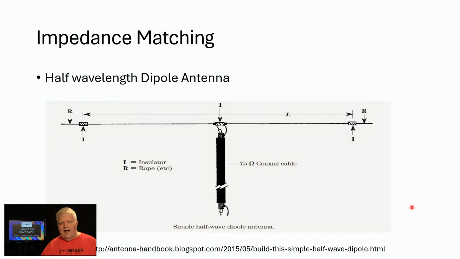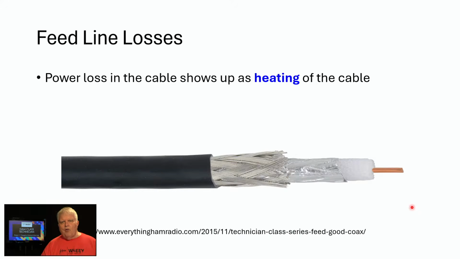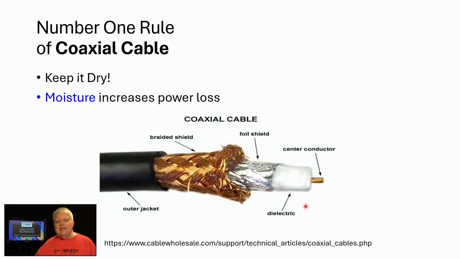When feed line is involved, you're always going to have losses, signal losses at the end of a 100-foot run, for example, and that loss shows up as a minor heating of the cable. It's not going to catch fire, but energy is being lost as heat in the cable. The number one rule for coaxial cable, probably all cables, but for coax for sure, is to keep it dry. Moisture increases power loss, and you don't want that. So keeping transmission line, coaxial cable, or other types dry is important.